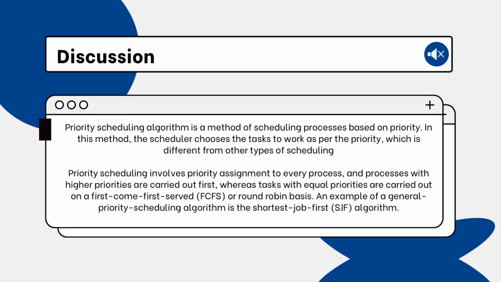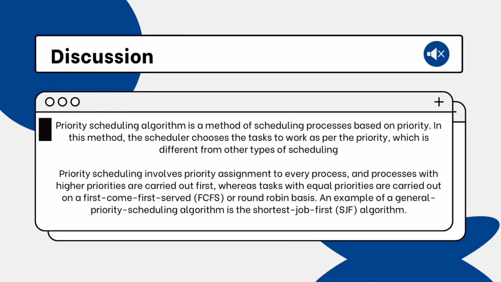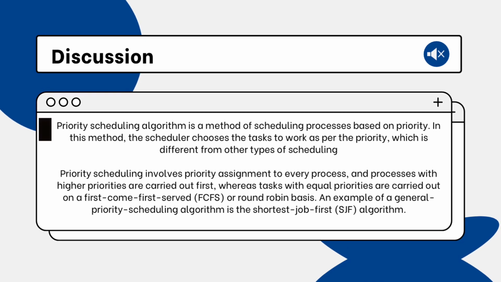Priority scheduling algorithm is a method of scheduling processes based on priority. In this method, the scheduler chooses the task to work as per the priority, which is different from other types of scheduling. So priority scheduling involves priority assignment to every process, and processes with higher priorities are carried out first, whereas tasks with equal priorities are carried out on a first come first serve (FCFS) or round robin basis. An example of a general priority scheduling algorithm is the shortest job first, or SJF algorithm.